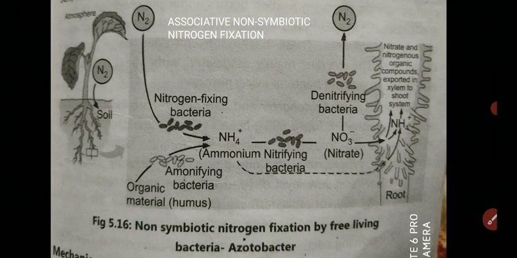First enzyme, that is GS, glutamine synthetase. Second, GOGAT, that is NADPH dependent glutamate synthase. And thirdly, GDH, that is NADPH dependent glutamate dehydrogenase. However, GS is the key enzyme or route for ammonia assimilation. So this is all about non-symbiotic nitrogen fixation.